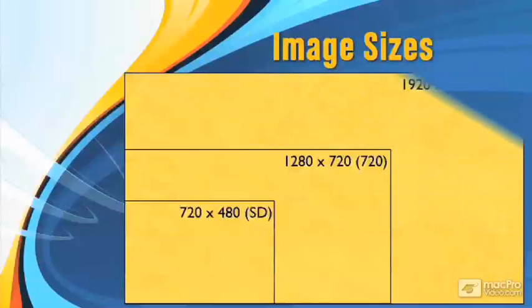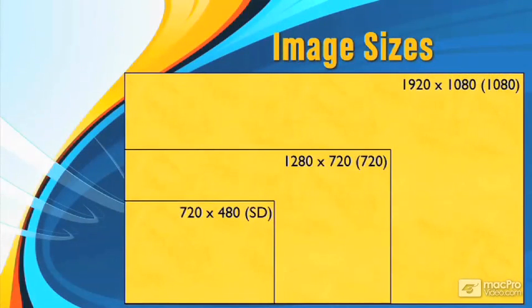The bigger of the two HD images is 1920 by 1080, almost 2,000 pixels wide by 1,000 pixels high. We refer to this as the 1080 format. The 1080 format is the biggest image size that we deal with on a regular basis in HD.